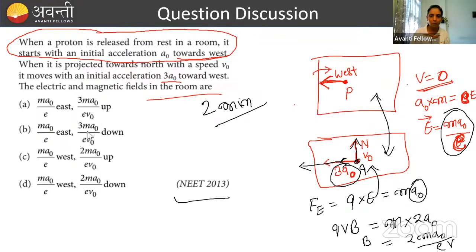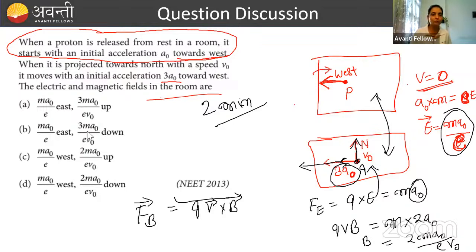2ma naught by ev naught. Okay? And in which direction will it be? We need to check the direction. Now look here, what is the magnetic velocity direction? If you want to check the direction of the magnetic force, write F_B equals q v cross B. So just try to see which is the direction of velocity.